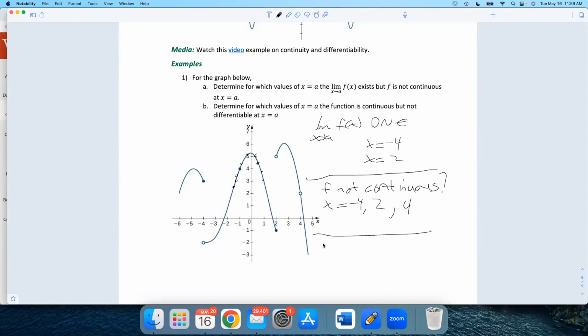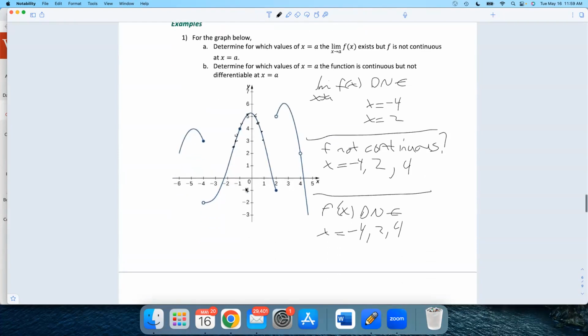Where does the derivative not exist? Any place the function is not continuous, if you fail this, you're done. The derivative does not exist. So same places in this particular graph.